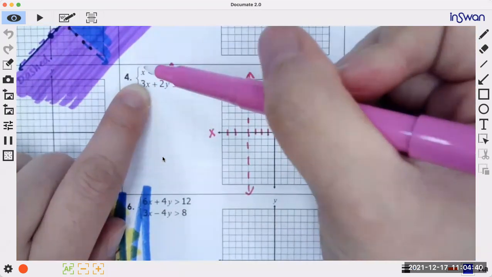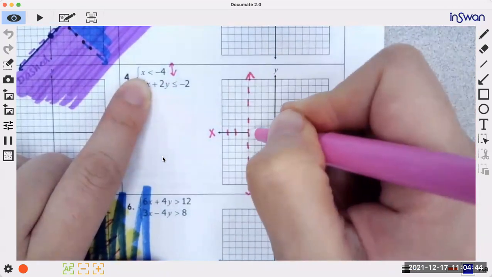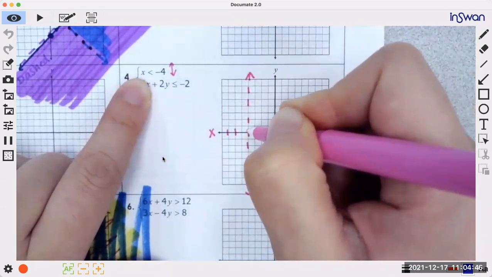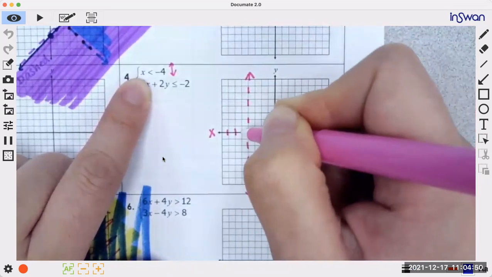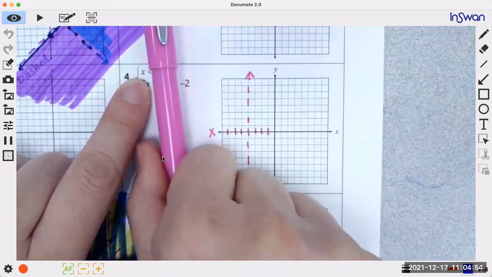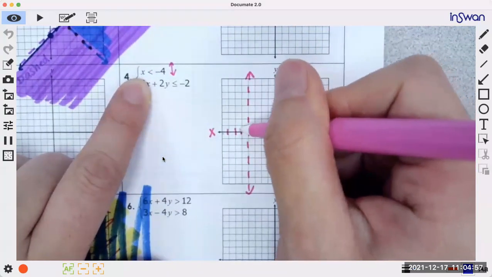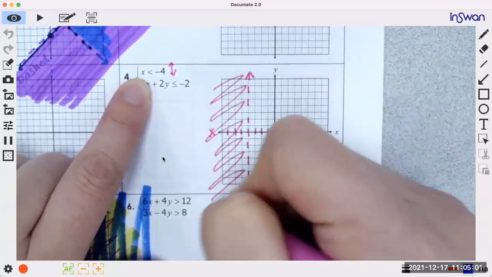And then x is touching the smaller part. So I go and look, where are my x's smaller than this line? So if I look at my x-axis, my x's get smaller and smaller this way. Okay, on this side of the graph, I have x's that are less than -4. So I'm going to color and shade this side.